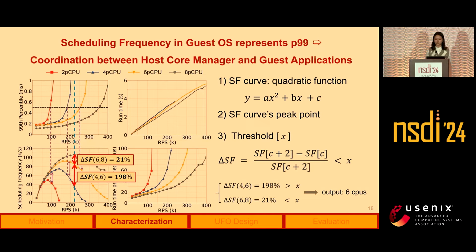If the delta SF is greater than the threshold, this means the VM needs 2 more CPUs. Once we have a complete SF model, we can find the best co-management decisions by comparing guest set scheduling frequencies between different CPU counts.